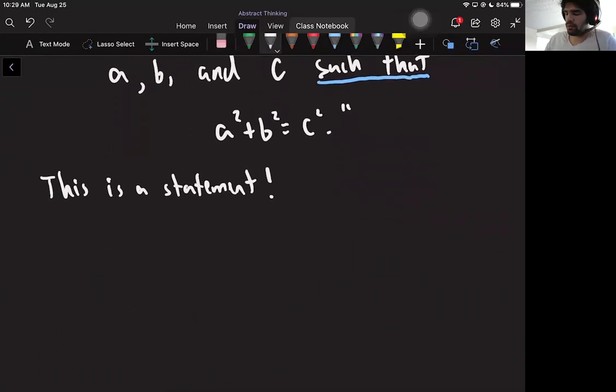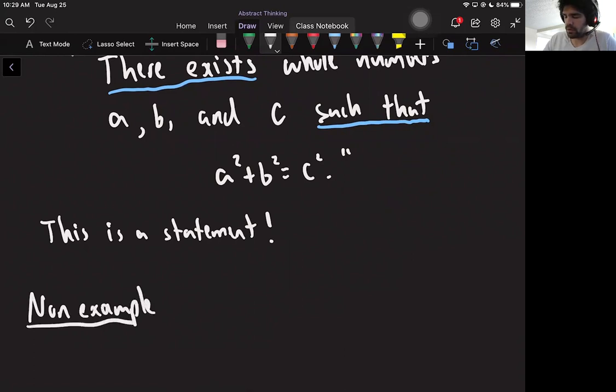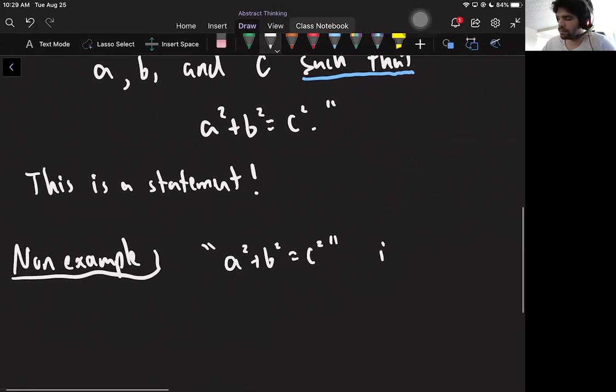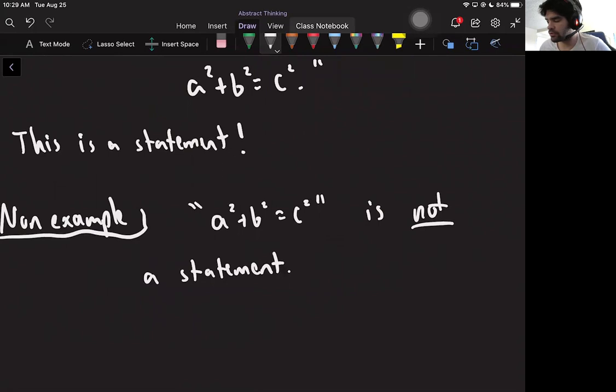So just as important as examples are non-examples when you're trying to understand something new. So here is something which is not a statement. If I just write a squared plus b squared equals c squared, well, that's not a statement, because whether it's true or false changes depending on a, b, and c. So it's not just true or false. And so you can think about it by saying like an equation is not a statement.